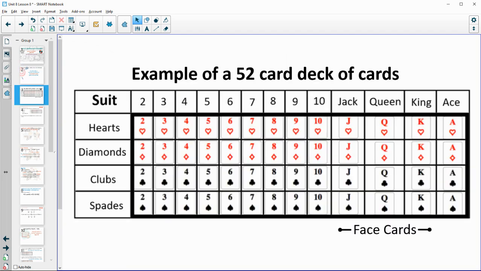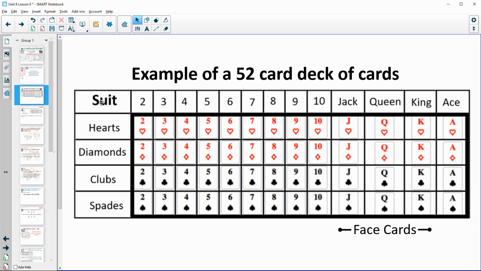To get started with this lesson, let's make sure that we understand what a 52 deck of cards looks like. And I'll put this back on most of the screens when you need it. But otherwise you can take a picture of it so you can look back at it.